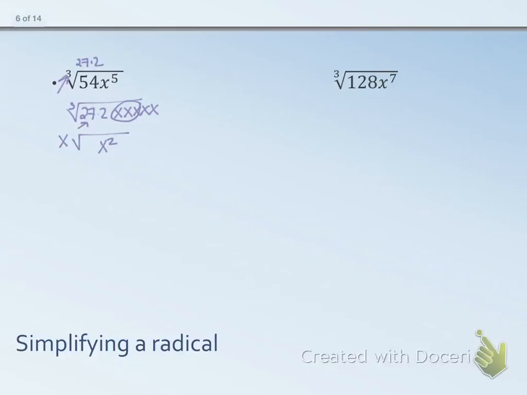So the cube root of 27 is 3, because 3 times 3 times 3 gets me 27, and then I have a 2 left. Another way that you can do it, instead of writing out all the x's, 5 divided by 3, 3 can go into 5 1 time. So I at least have one x on the outside because it can go into it once. If it does go into it once, I should have 2 left, because 5 minus 3 is 2. I would have 2 left after I take that one group of 3 out.